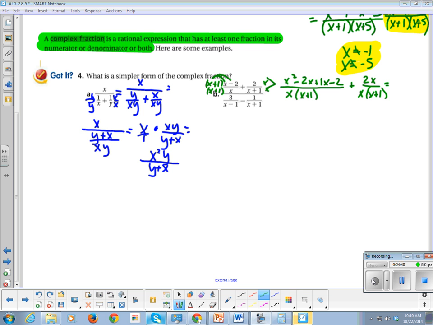Then I combine all this together. I have an x squared out front. I have minus 2x plus 1x is negative x, plus 2 more x's is 1x. And I have a minus 2, all over x times x plus 1. Let's factor that. It factors to x plus 2, x minus 1, all over x times x plus 1. Okay, so now let's take this.